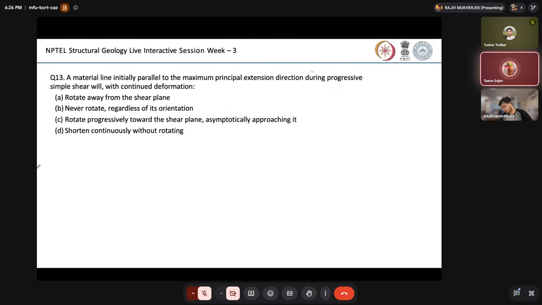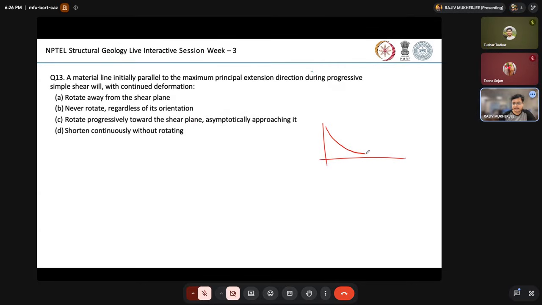Sir, what is the meaning of asymptotically? So asymptotically means, like, if I say I have a graph that decreases like this, eventually at some point you will think that the graph will intersect with the x-axis, but it does not.